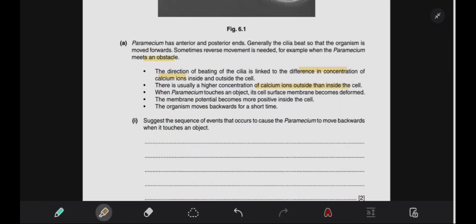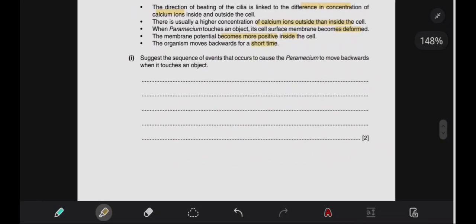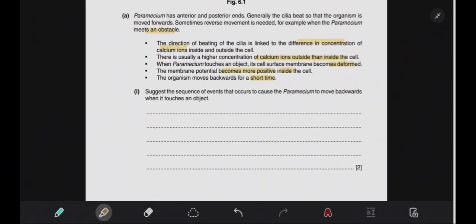When the paramecium touches an object, its cell surface membrane becomes deformed. The membrane potential becomes more positive inside the cell. The organism moves backwards for a short time. Suggest the sequence of events that occurs to cause the paramecium to move backwards when it touches an object.